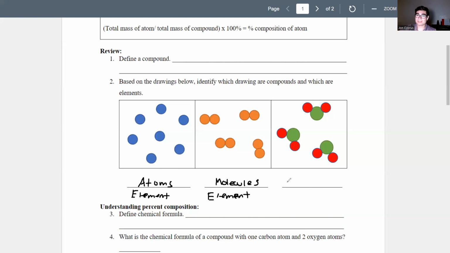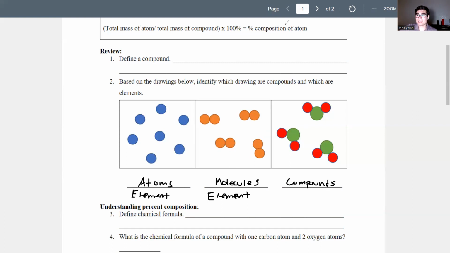Lastly, we have compounds, where there's two or more different types of atoms. We can clearly see here that there's a red and a green atom, that those aren't the same. So I don't know if it's a molecular compound or ionic, because I don't know if it's a metal or non-metal.